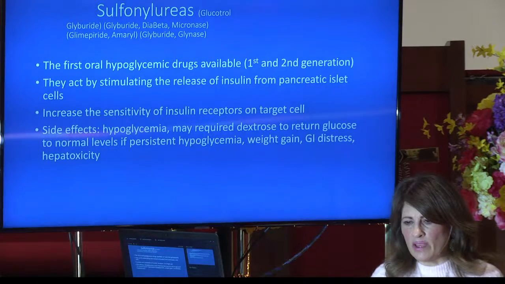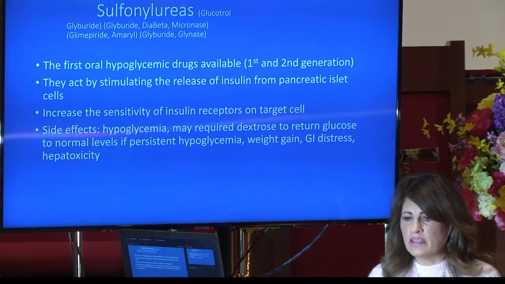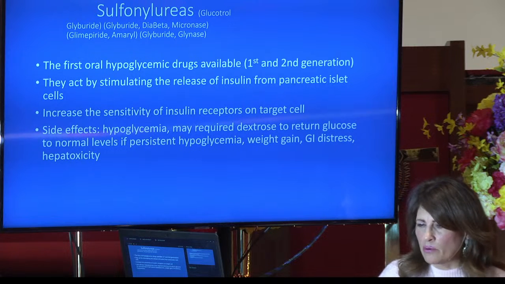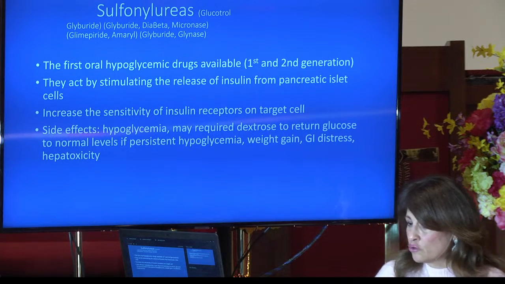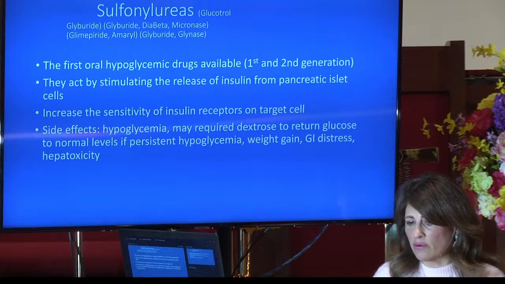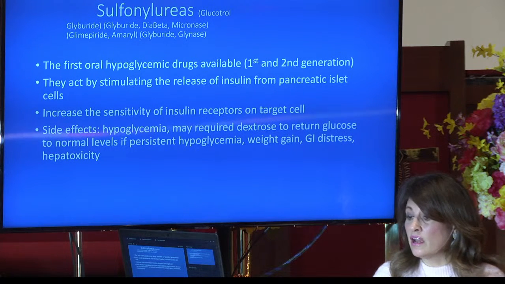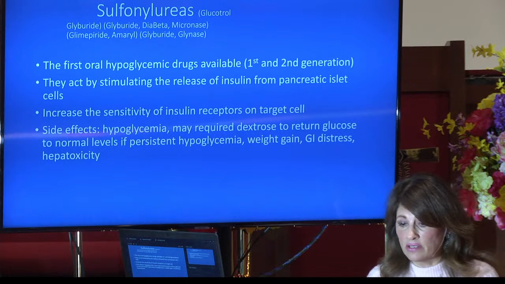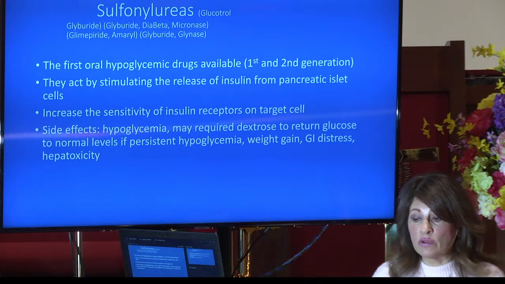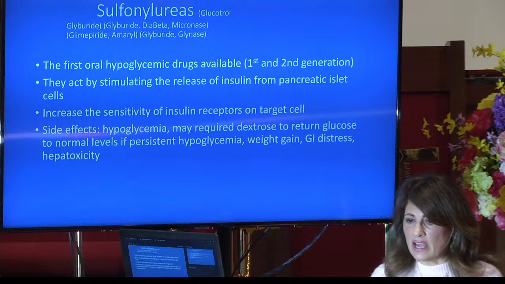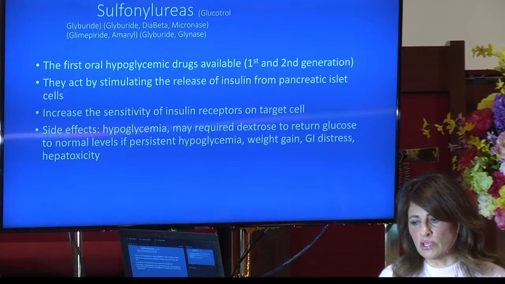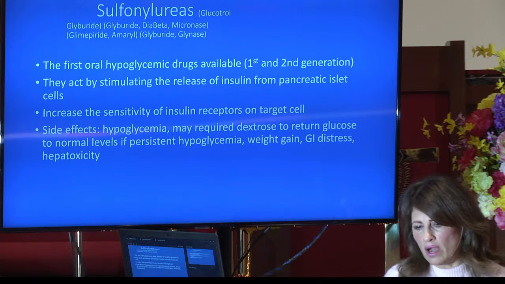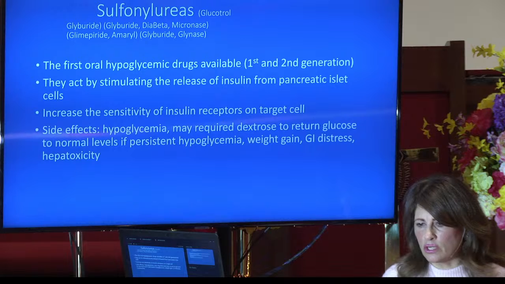Including lifestyle. We have what we call sulfonylureas. These are your glyburide. These are first-line oral hypoglycemic drugs available, first and second generation. They act by stimulating the release of insulin from the pancreatic islet cells. They increase the sensitivity of insulin receptors on target cells. The side effects of these meds, some of you may know these, are hypoglycemia. They may require dextrose to return glucose to normal. So these aren't going to be the first drugs they're going to use.